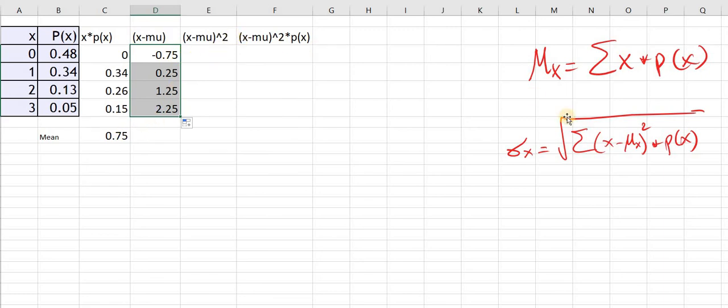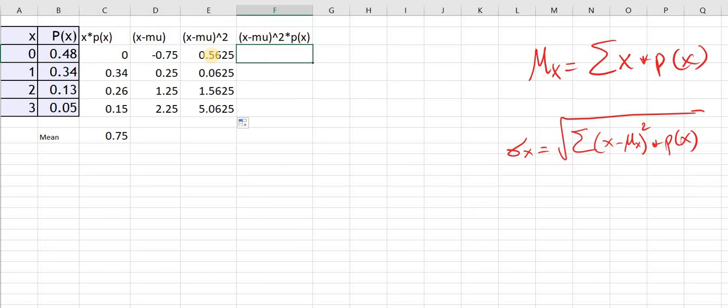The next step, as you can see here, is to square the values that you came up with in the previous column. So this is (x minus mu) all squared. You're going to click on that and raise it to the second power, and then populate to find the rest of the numbers.